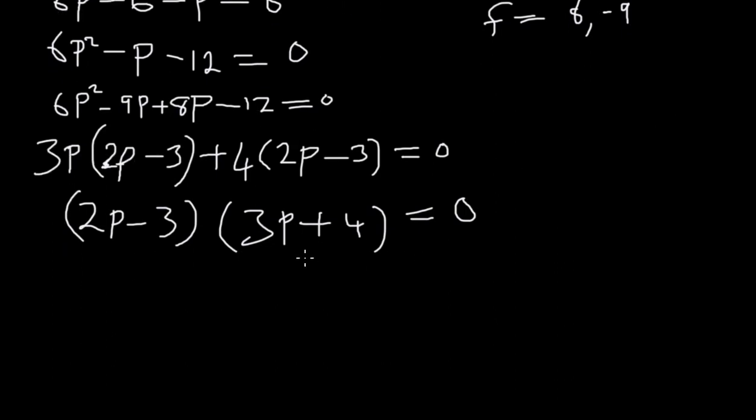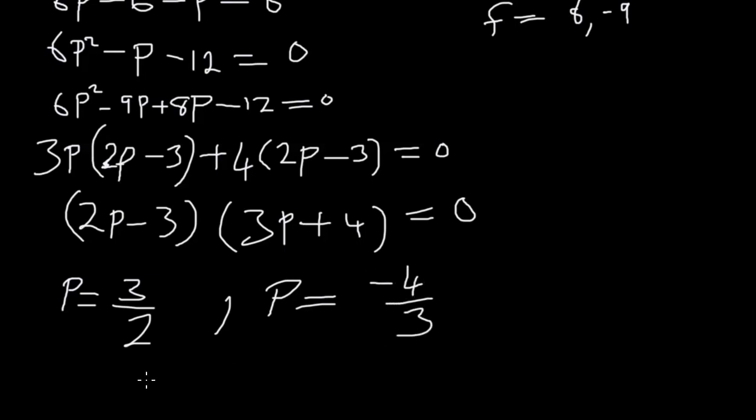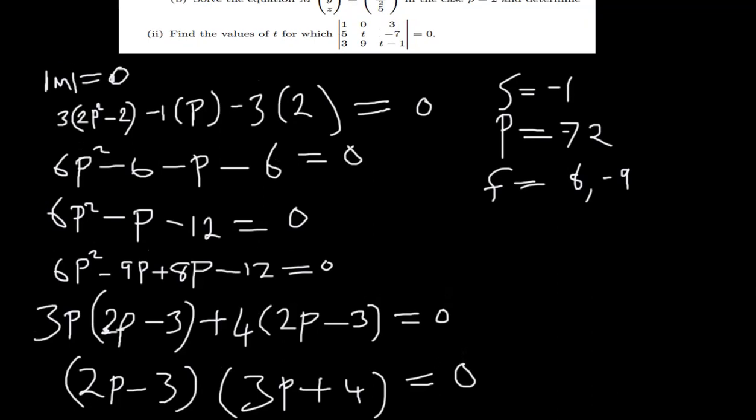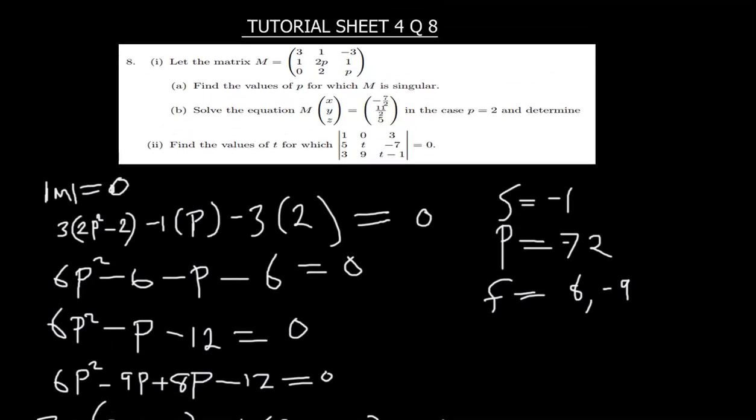So there I just equate all these factors to 0. So when you get 2P minus 3 to 0, you're going to get your value of P to be equal to 3 over 2. When you equate 3P plus 4 to 0, you're going to get your value of P to be equal to negative 4 over 3. So these are the values of P that are going to make the matrix singular. So I've answered part A. Let us move on to part B.